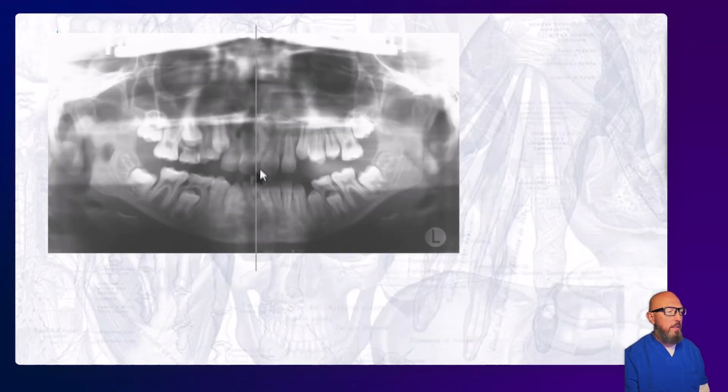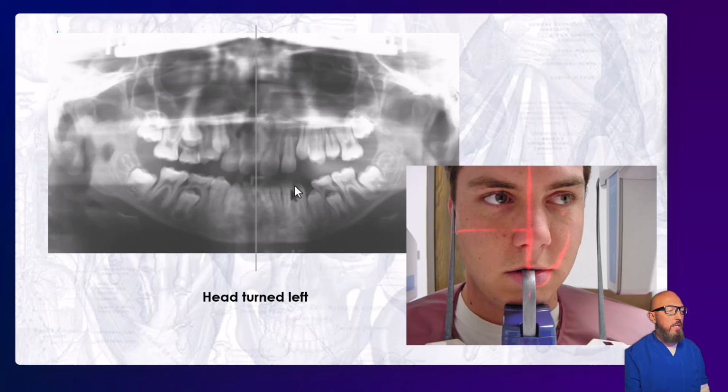This was a tough one because the patient's midline isn't perfectly aligned. The teeth are kind of skewed to the side. But again, this is rotation. If their skeletal structures are aligned to the left, then in most cases, these right teeth are going to appear wider than the left teeth.